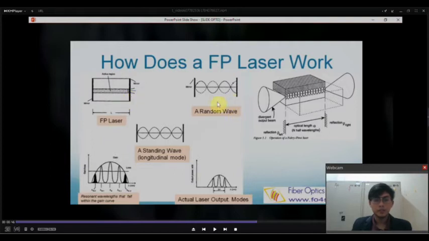Let a random wave travel from the left-hand mirror to the right-hand mirror, as the second picture here shows. At the right-hand mirror, this wave is reflected. Hence, the wave experiences a 180-degree phase shift. As you can see, the wave has a break in its phase, which is impossible. On the other hand, this resonator does not support this wave.